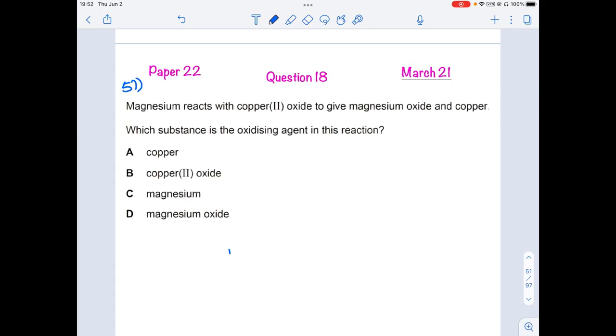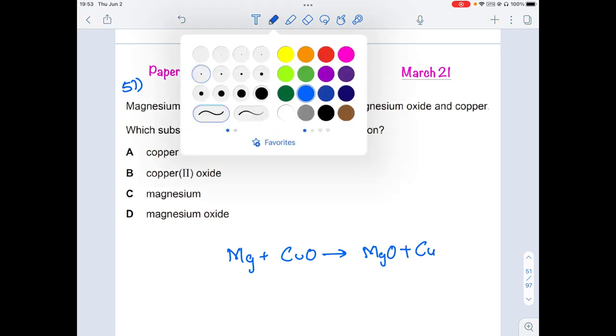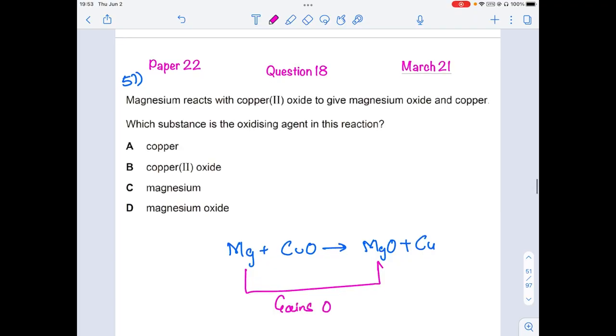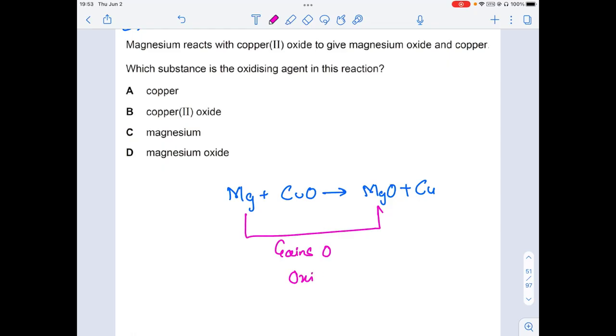Magnesium reacts with copper oxide to give magnesium oxide plus copper. He's asking which is acting as an oxidizing agent. We can see that magnesium is gaining oxygen. It gains oxygen, which means it is undergoing oxidation. If it is undergoing oxidation, it is acting as a reducing agent.